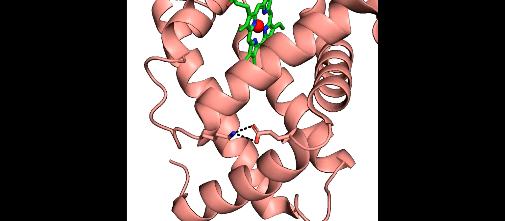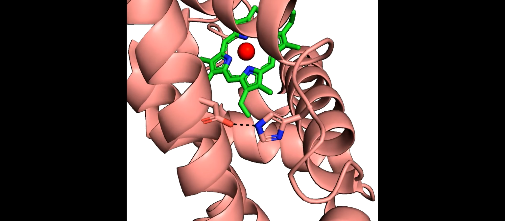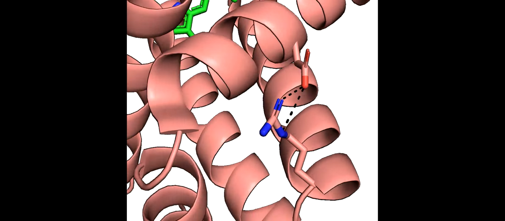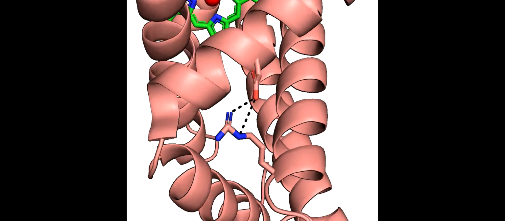For instance, here is a salt bridge between a glutamate residue and a lysine residue. Here's an interaction between an aspartate and a histidine residue. So these are holding these two different alpha helices together in 3 dimensions. And then here's a third one with another aspartate residue that's interacting with an arginine. So these are located on separate alpha helices and help to hold this protein and give it its overall tertiary structure. And so that's myoglobin.